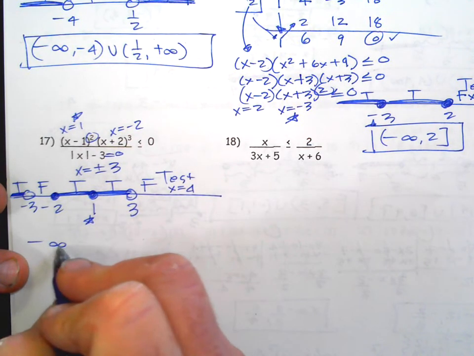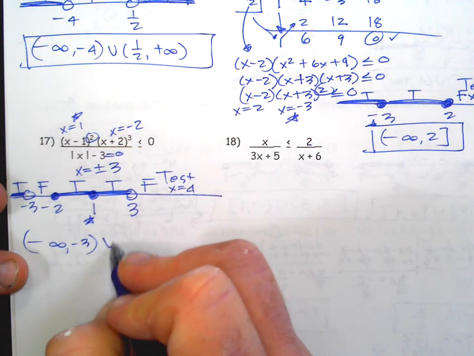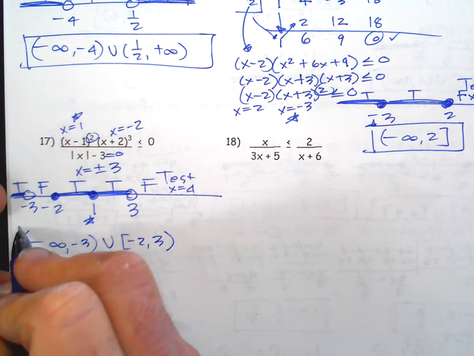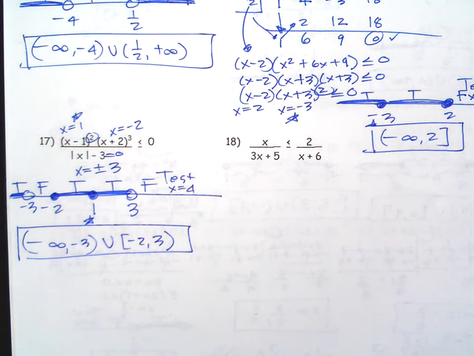So negative infinity to negative 3, union, bracket, negative 2 to 3. Don't break it up at 1. That one's a fast one.